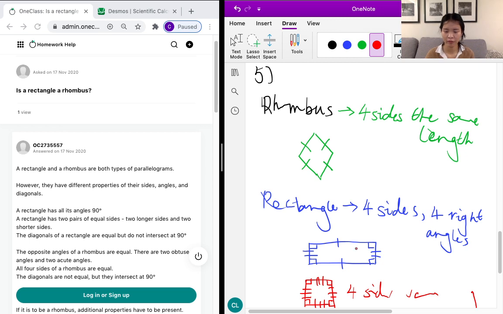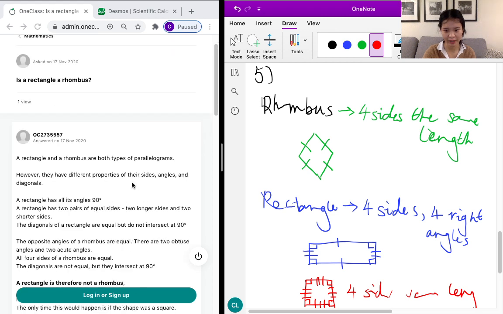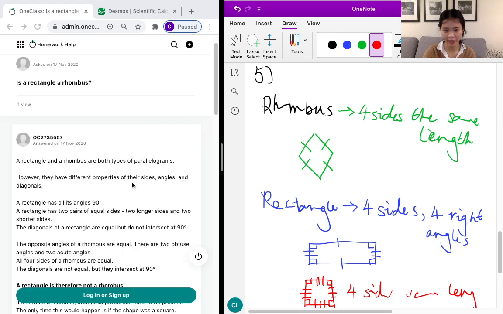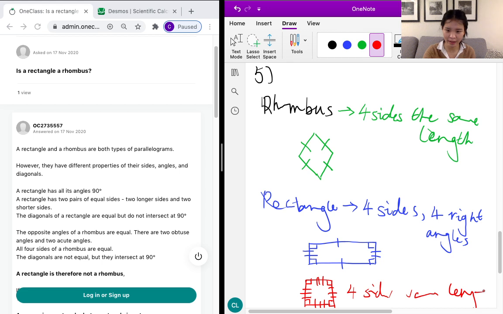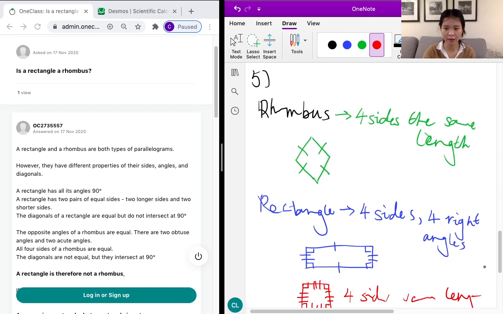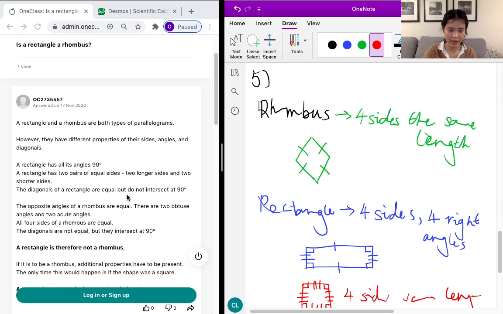So from the definitions, we know that a square is a rhombus, and a square is a special kind of rectangle, but a rectangle is not a square, and a rectangle is not a rhombus. So the answer for this question, is a rectangle a rhombus? No, a rectangle is not a rhombus, because a rhombus requires all 4 sides to be the same length, and a rectangle only requires all 4 angles to be right angles.